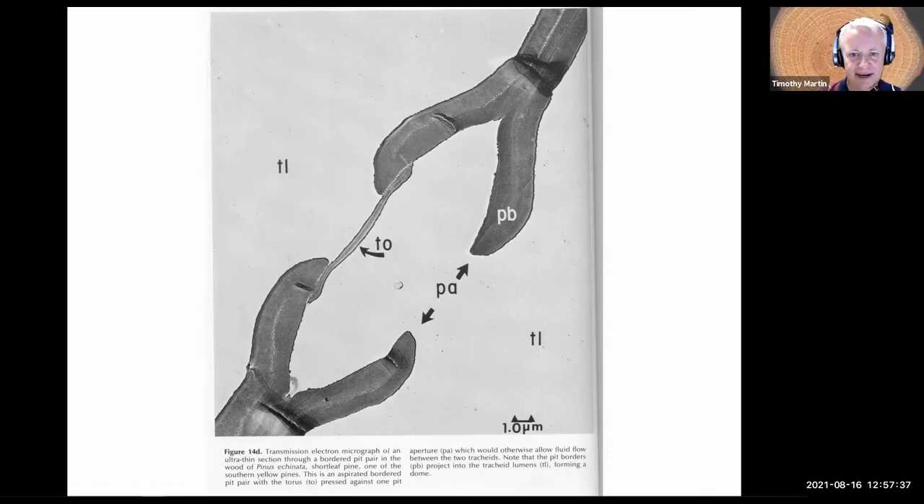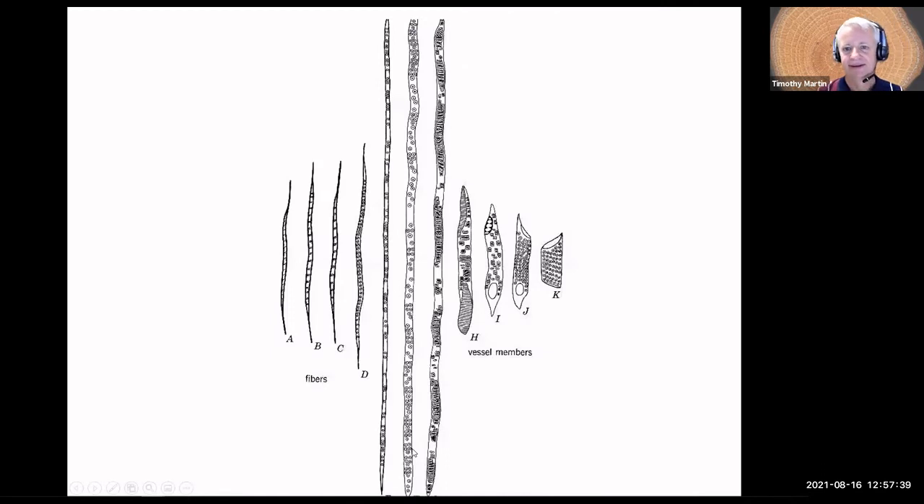Okay, another cell type in xylem are vessel members. Vessel members are also water transport cells, but in contrast to tracheids, they're open at the end. So these are all examples of vessel members, and you can see they're all open. They may have scaliform ends, but these are all open. So vessel members are wider than tracheids and shorter.